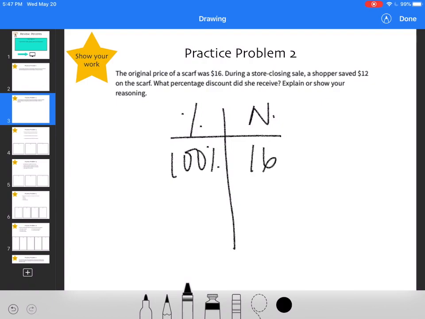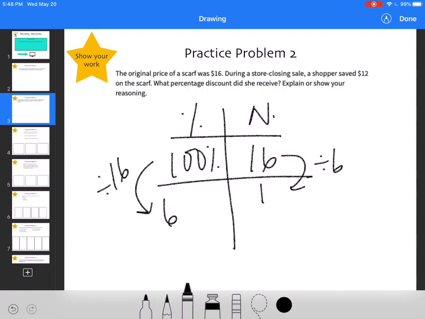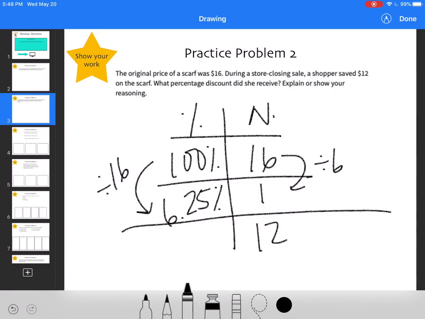So I want to figure out what percentage $1 is going to be. So I'm going to divide by 16 on each side. So I'm going to take my calculator and I'm going to do 100 divided by 16. And I get 6.25%. So now it says the shopper saved $12, so I'm going to put the 12 here.